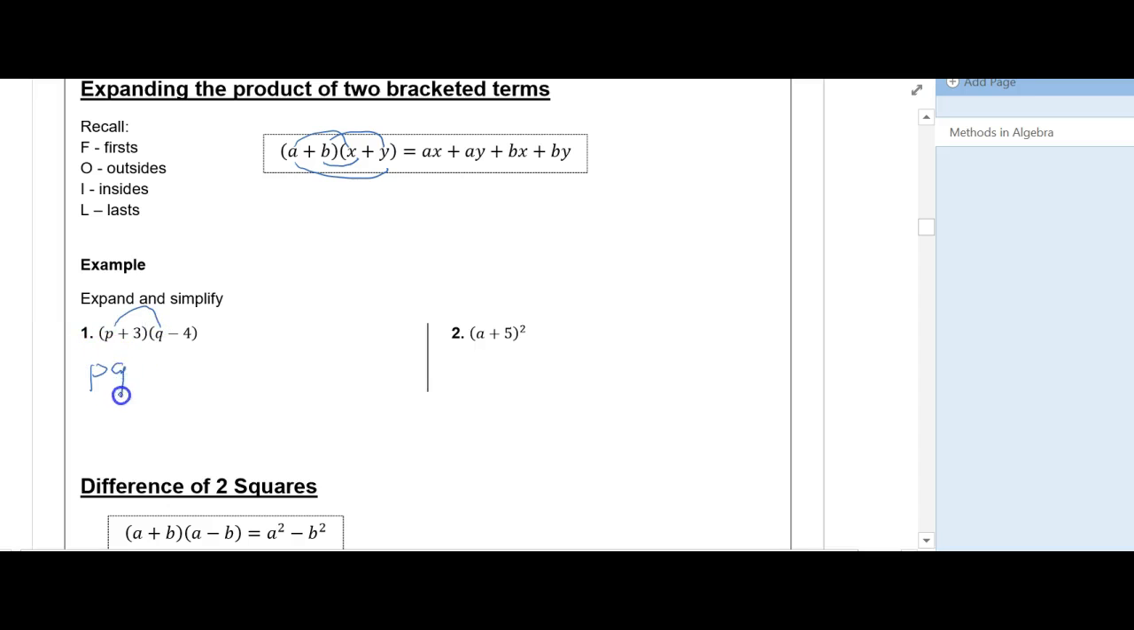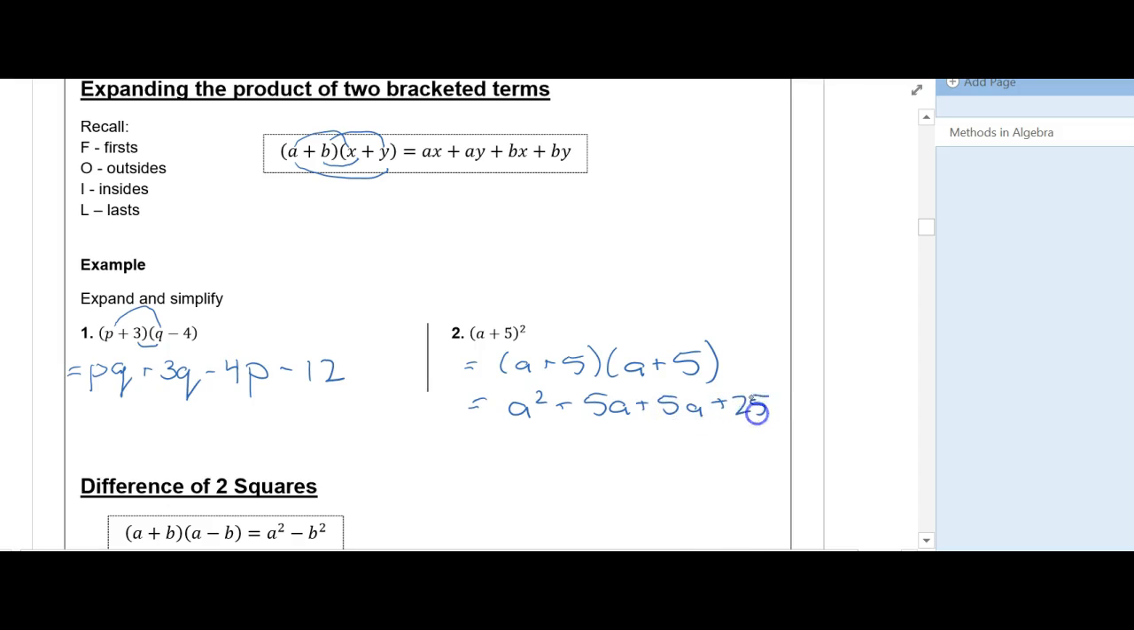PQ plus 3Q minus 4P minus 12, and there are no like terms, so I can't do anything further. This one is actually a plus 5, or, and I'll do that, a squared plus 5a plus 25, which gives me a squared plus 10a plus 25.